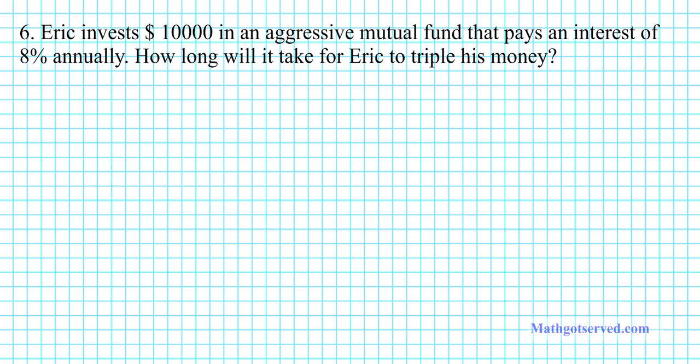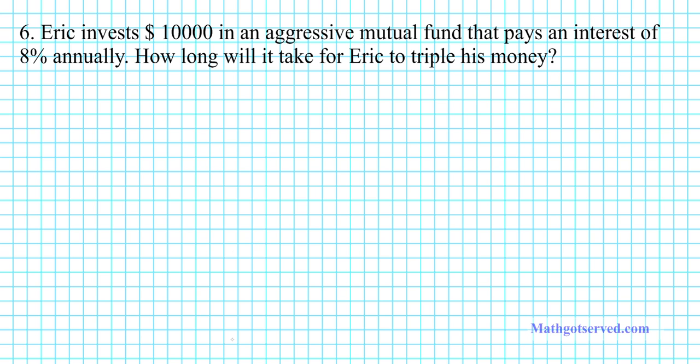All right, let's take a look at question 6. It says Eric invests $10,000 in an aggressive mutual fund that pays an interest of 8% annually. How long will it take for Eric to triple his money?